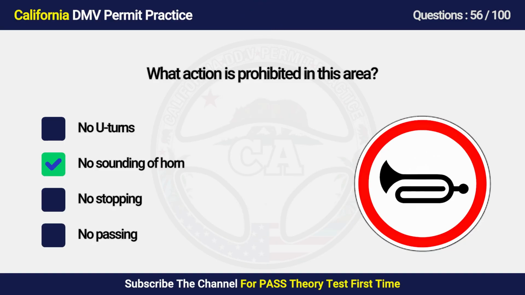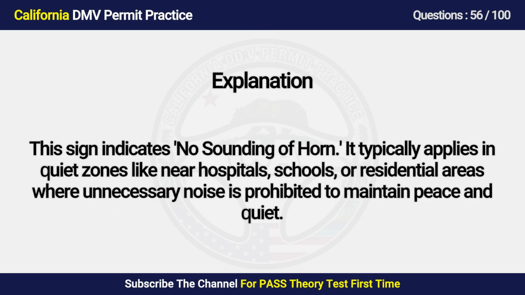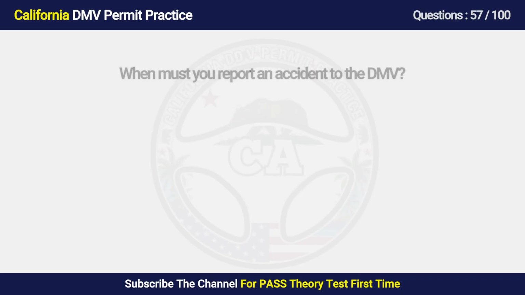Answer is B. No sounding of horn. This sign indicates no sounding of horn. It typically applies in quiet zones like near hospitals, schools, or residential areas where unnecessary noise is prohibited to maintain peace and quiet.